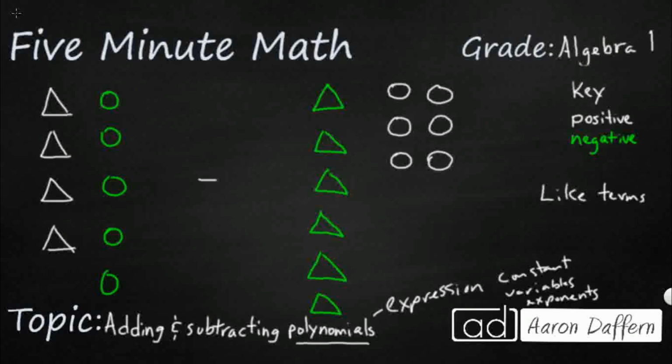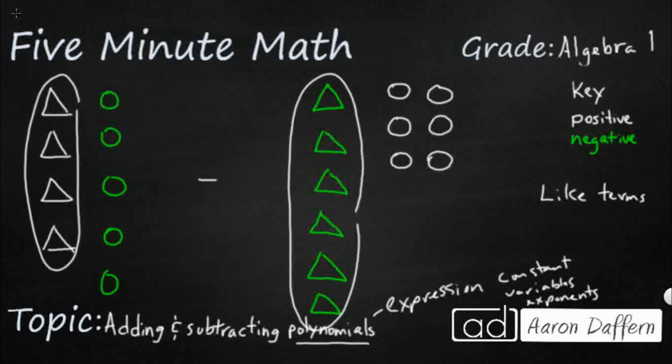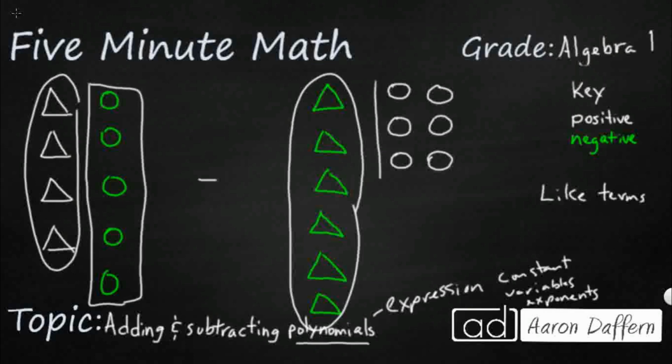So rather than starting with numbers, I'm going to start with shapes because hopefully we see we've got triangles. So we're going to combine the triangles with the triangles, and we're going to combine the circles with the circles. What we're not going to do is combine circles with triangles. And so the same thing is going to happen when we are looking at polynomials. We want to find the terms that are exactly the same. So let's assign each of these a letter.